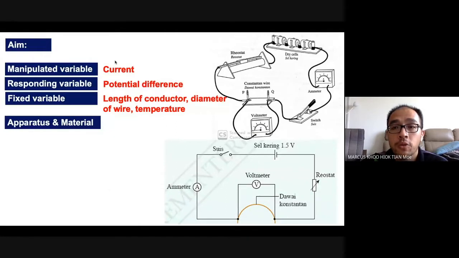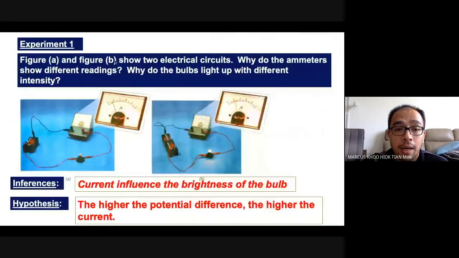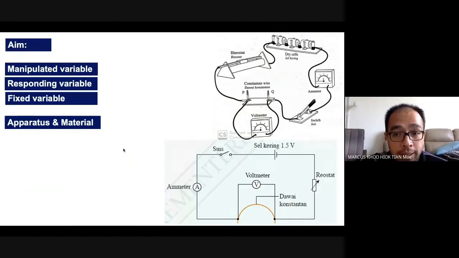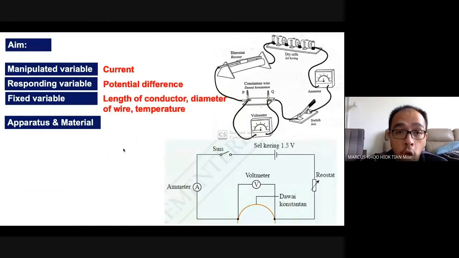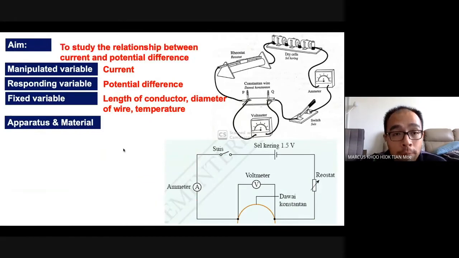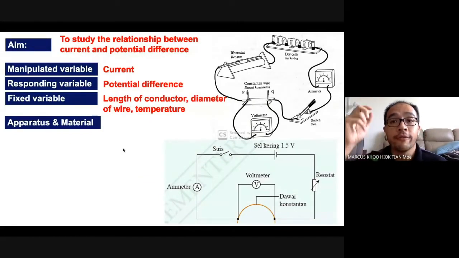The first experiment that you did was this one, the experiment to determine the relationship between potential difference and the current. This experiment that you did on Tuesday is divided into two parts. One is you use an ohmic conductor, and another one is you use a non-ohmic conductor. An ohmic conductor is a conductor that follows Ohm's law. Ohm's law says current and potential difference are directly proportional as long as the temperature and physical state are the same.